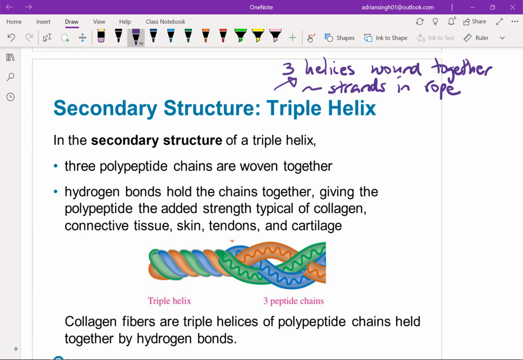So here we have 3 of these strands or polypeptide chains being woven together, and again you'll have hydrogen bonding holding those chains together in the first place. That type of structure would give a lot of strength, and you'd find these types of proteins in places like collagen and your skin and connective tissue, places where strength is really needed.